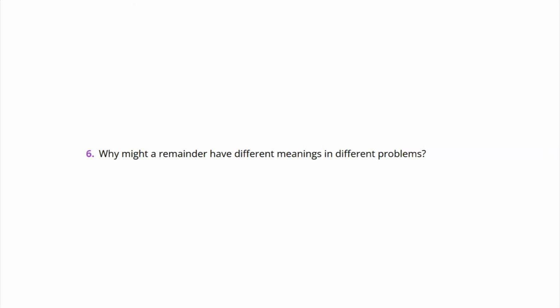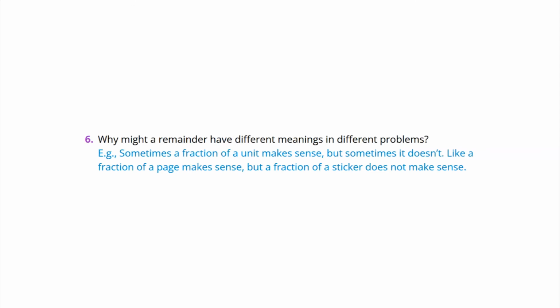Why might a remainder have different meanings in different problems? Sometimes a fraction of a unit makes sense, but sometimes it doesn't. Like a fraction of a page makes sense, but a fraction of a sticker doesn't make sense. When you're measuring ingredients in a recipe, you can add half a cup of milk. But when you go to a corner store and you have enough money for 1.5 chocolate bars, you can only buy 1 chocolate bar because you can't buy half a chocolate bar.